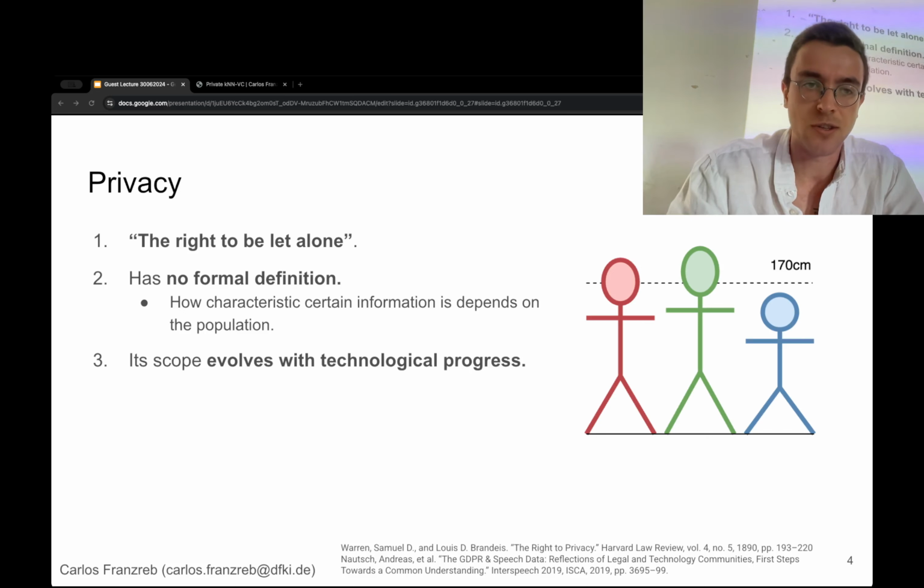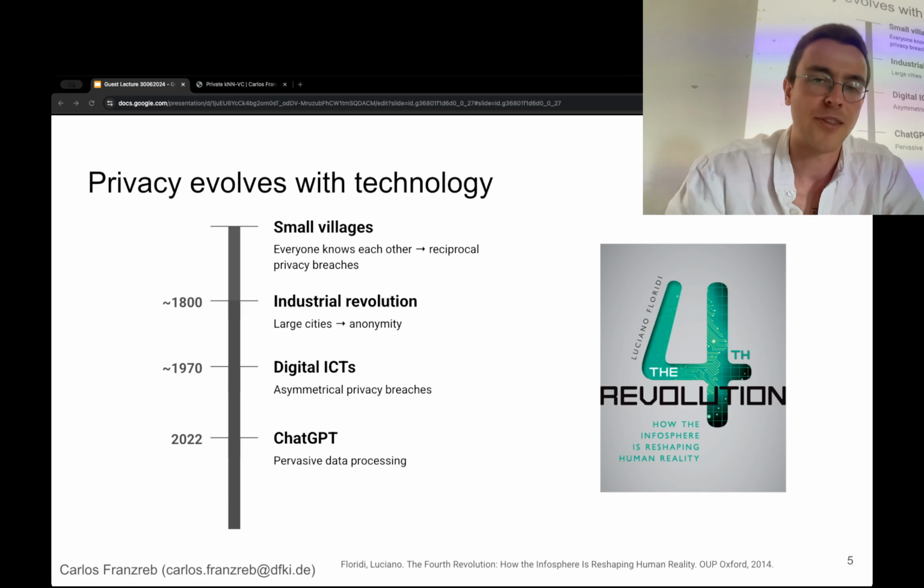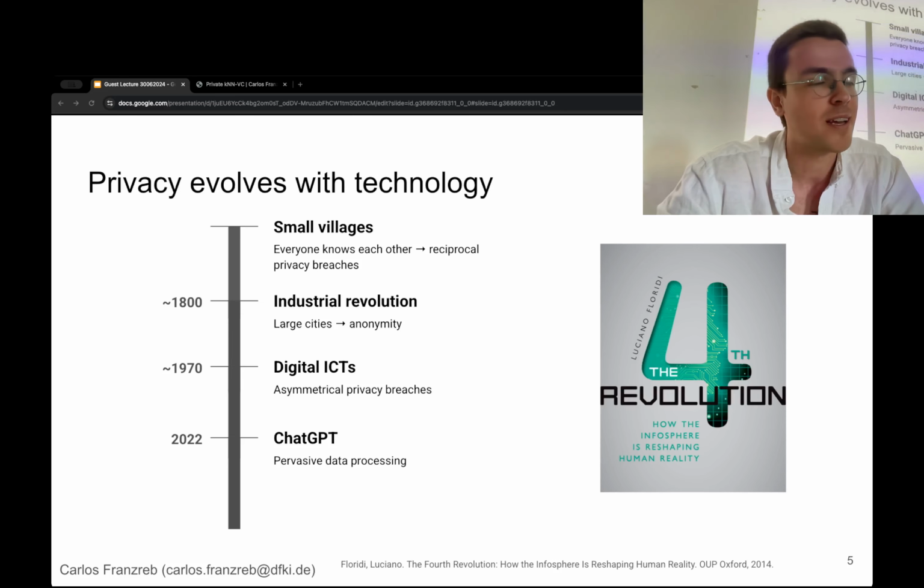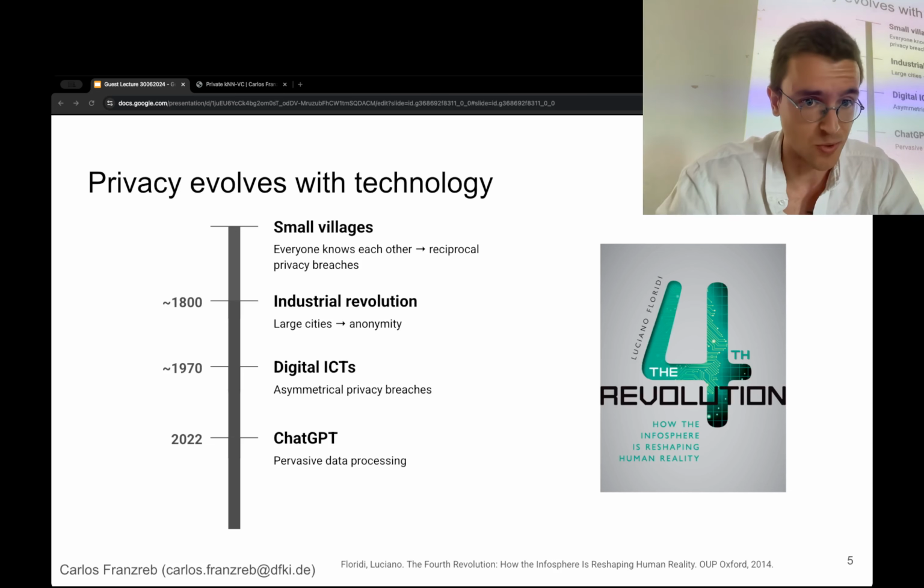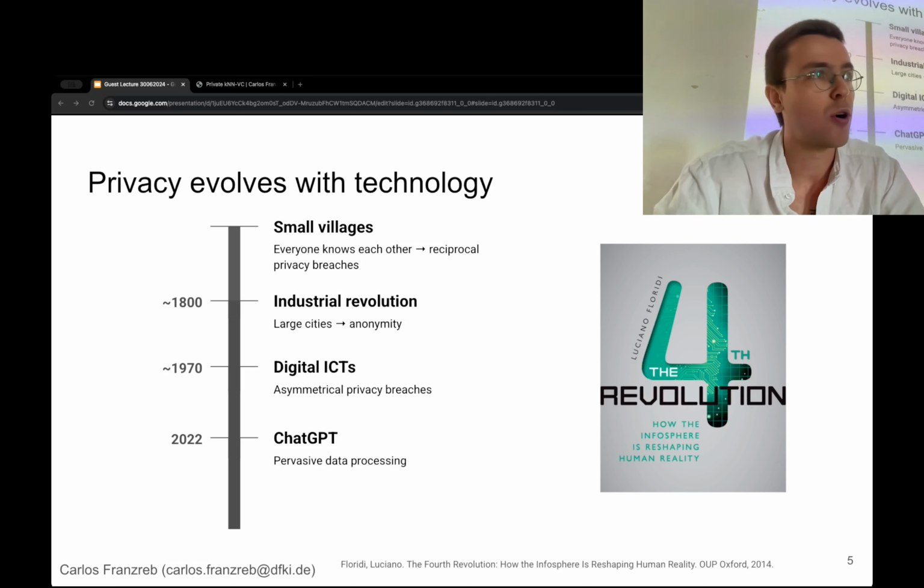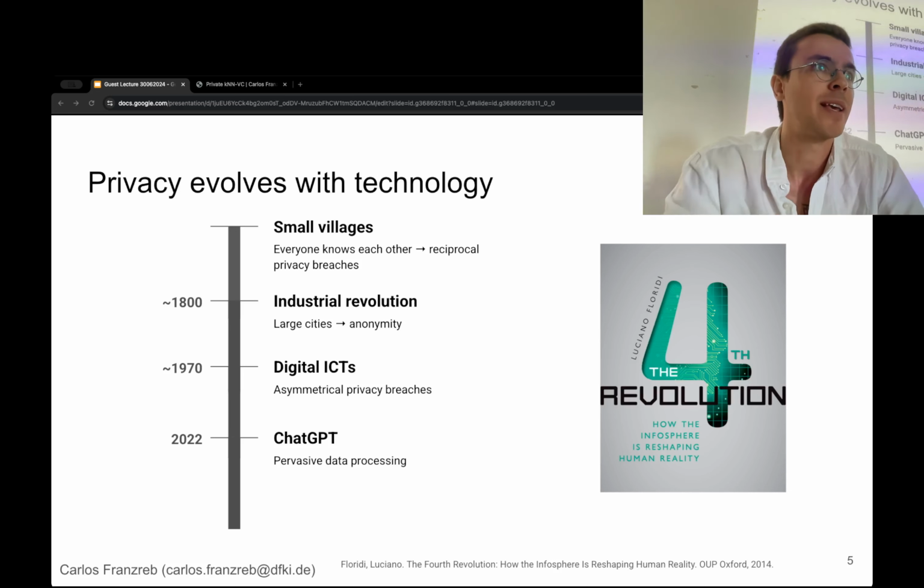And another thing that I want to discuss is how privacy evolves with technological progress. And there's a really interesting book about information technologies in general that has a chapter dedicated to privacy, which is this one depicted here. And he narrates how privacy evolved over time. Like, imagine at the beginning where we lived in small villages, there were reciprocal privacy breaches. Like, you knew if someone knew certain information about you, and in the same way and with the same ease, you could find similar information about them.